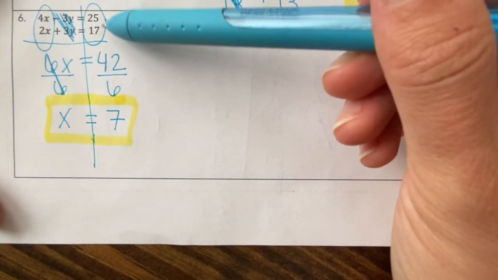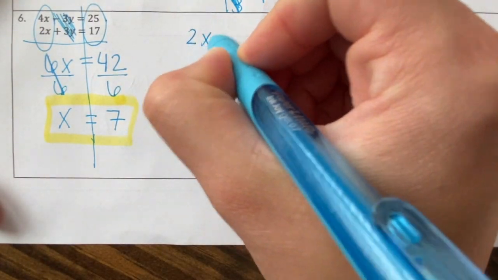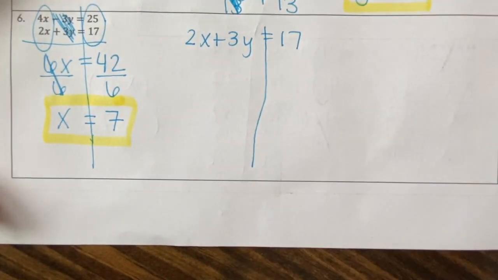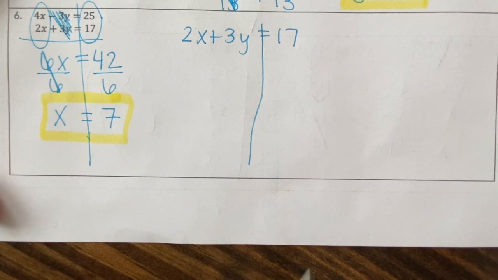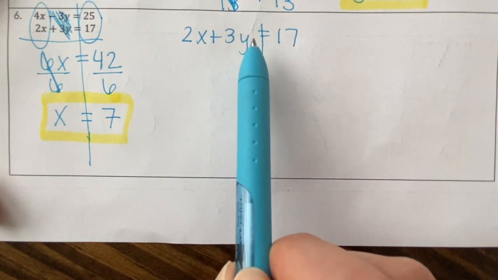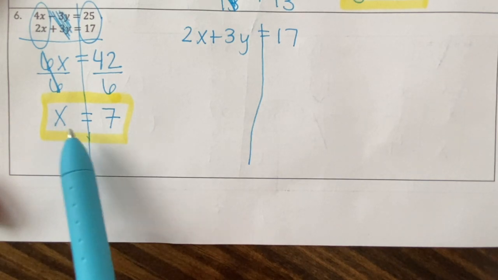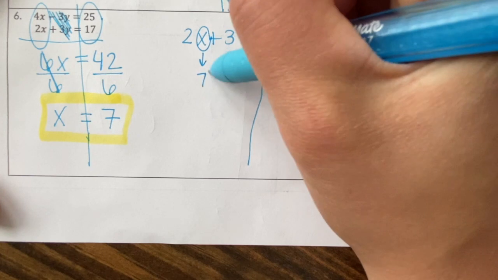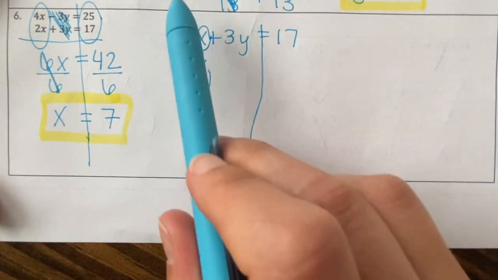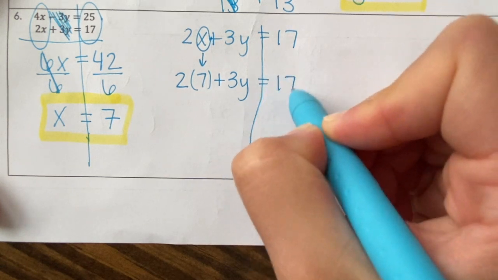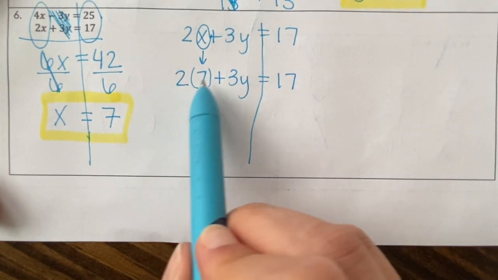You want to pick one of these equations. I'm going to pick the bottom one because it doesn't have any negatives. Oh, whoops. Okay, then I've said this a few times. You can't have an x and a y. You can only have one variable or one letter. So I know that x is 7 because I just solved for it. So I'm going to take out x and I'm going to replace it with 7. And then I'm going to bring everything else down.